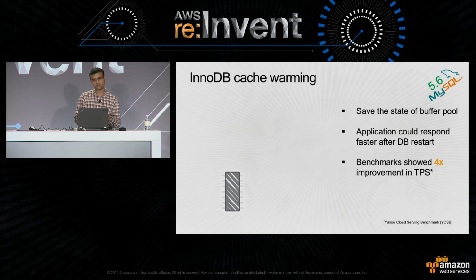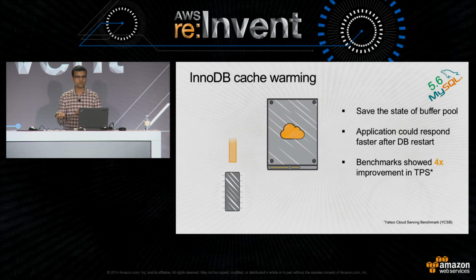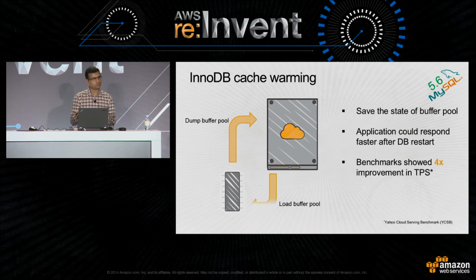So another interesting feature that we talked about in the beginning is InnoDB cache warming. This is a native feature of MySQL 5.6. What it enables you to do is dump your buffer pool before a reboot, and then load it after a reboot is complete. Typically, when a reboot is done, you're starting from a cold cache. This particular functionality enables you to warm up your cache before you start hammering it.